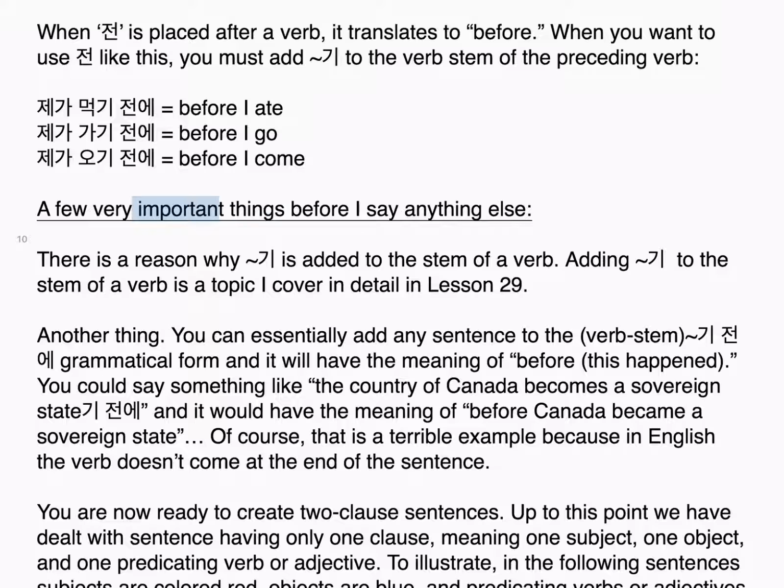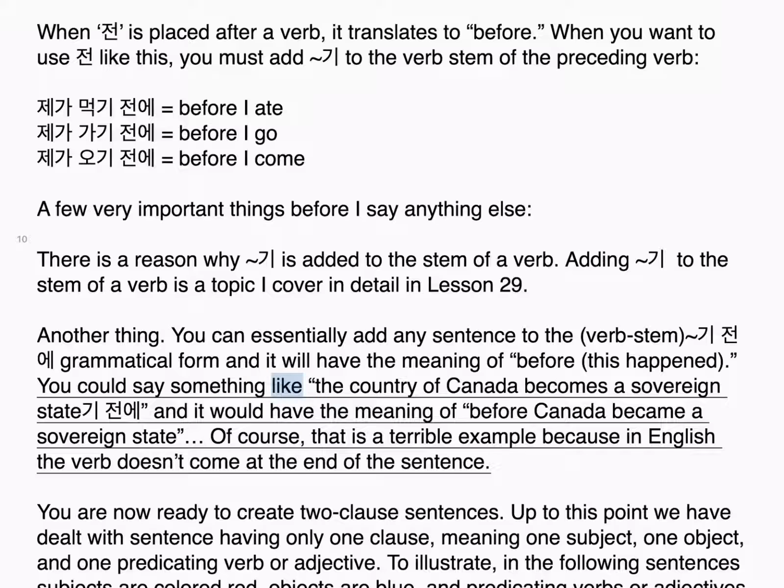A few very important things before I say anything else. There is a reason why 기 is added to the stem of a verb. Adding 기 to the stem of a verb is a topic I cover in detail in Lesson 29. Another thing, you can essentially add any sentence to the verb stem plus 기 전에, grammatical form, and it will have the meaning of before this happened. You could say something like, the country of Canada becomes a sovereign state, 기 전에, and it would have the meaning of before Canada became a sovereign state. Of course, that is a terrible example because in English the verb doesn't come at the end of the sentence.